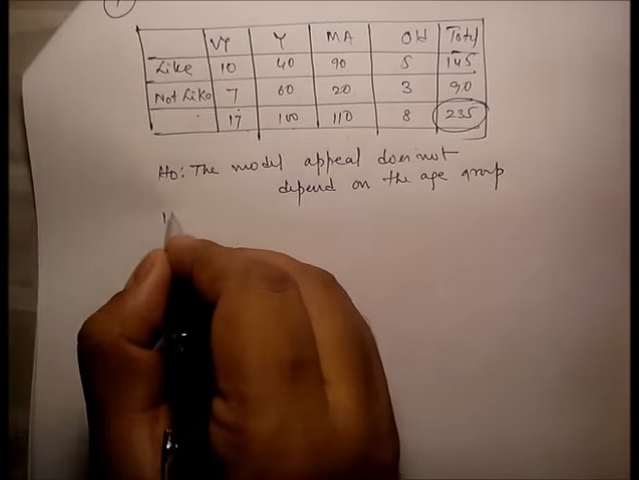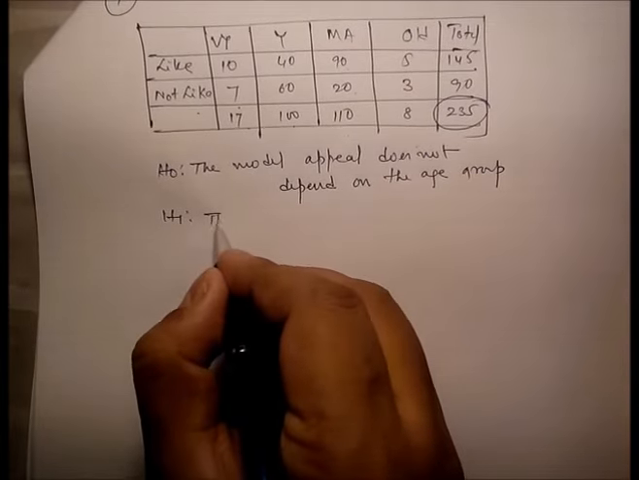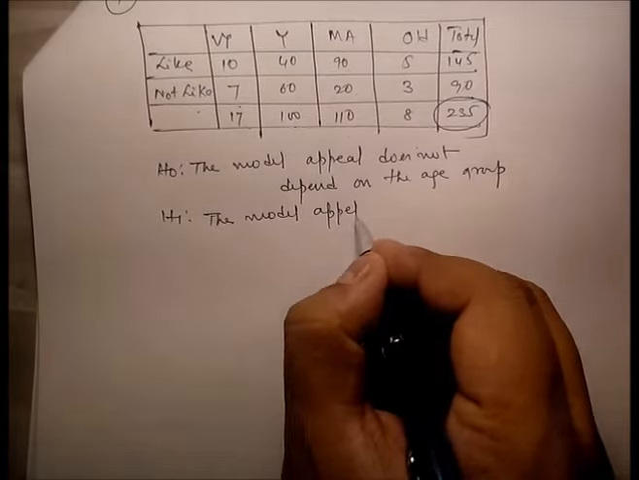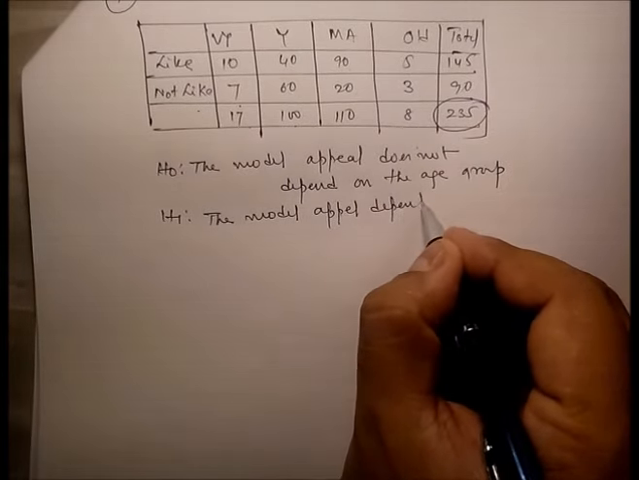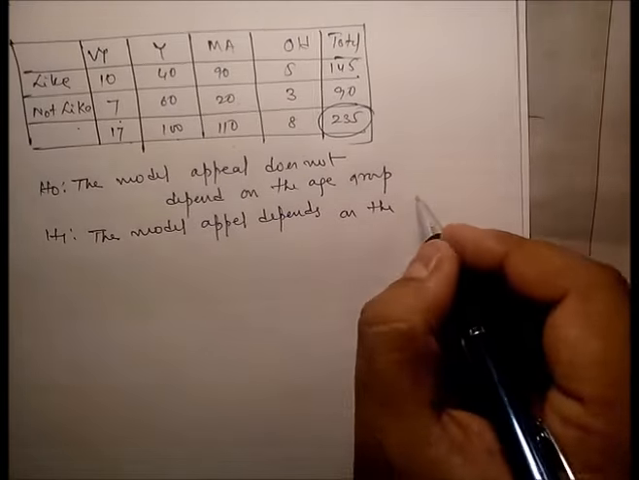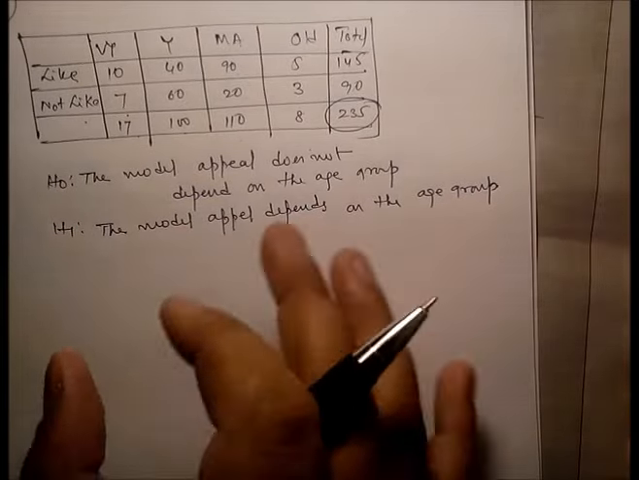Okay, and H1 is the alternative hypothesis: a relationship between the two categorical variables is present. That is, the model appeal depends on the age group.